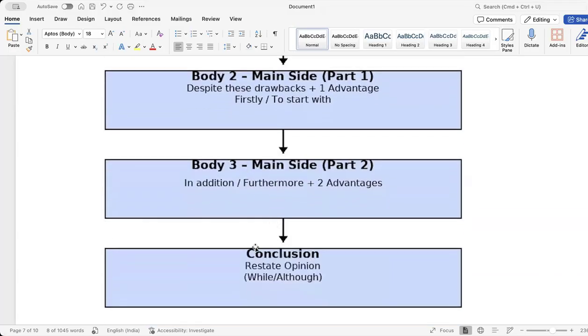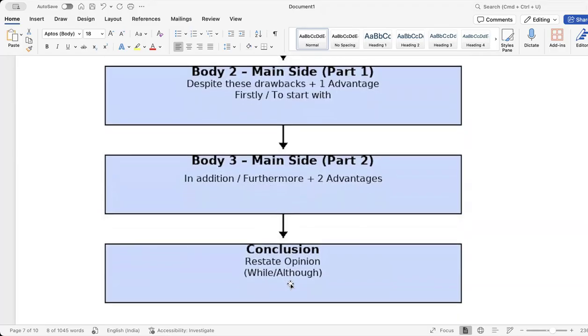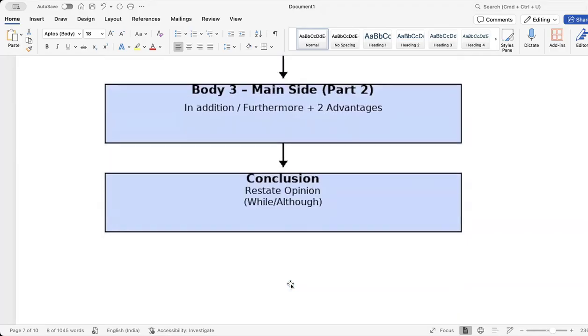After covering the body paragraphs, we come to a conclusion in which we just restate our opinion using while and although again. There is nothing else in this essay. Advantage and disadvantage essay is all about this. There's nothing else remaining here. Now, Rajesh, does that cover your doubt? Yes, sir. Thank you. You're welcome. Okay. Anyone else? Any doubts here? Okay, sir. Okay, thank you.